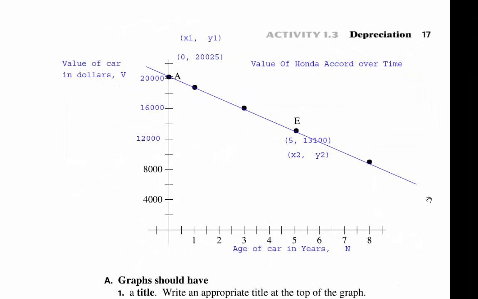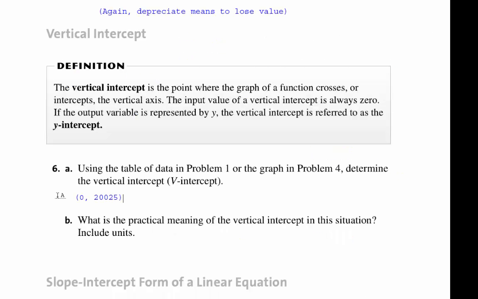So I've pulled up a picture of the graph from problem 4. So remember, the definition says it's the point where the graph crosses the y-intercept. In our case, we're going to call it the v-intercept because we use the letter v for value, or where it crosses the vertical intercept. So this line is crossing, right? This blue line here is crossing the vertical axis at the point 0, 20,025. So to answer question 6, I'll put the ordered pair 0, 20,025.